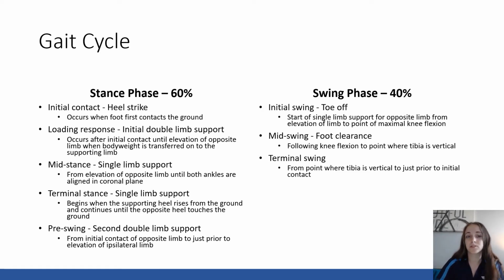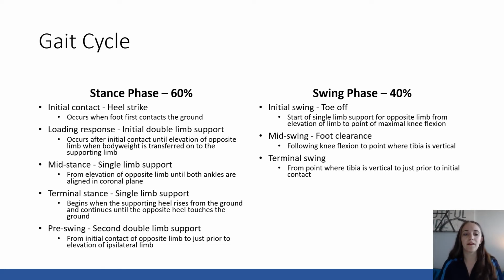We then have loading response, or our initial double limb support, so both limbs are in contact with the ground. In this, we have the dorsiflexors contracting eccentrically, and the quads stabilizing the knee. Then we have mid-stance, or single limb support, so only one limb is in contact with the ground. In mid-stance, we have the glute med and calf muscles eccentrically contracting. And then in terminal stance, this is also single limb support, so again, only one leg is in contact with the ground. And we have our toe flexors and tib posterior contracting.